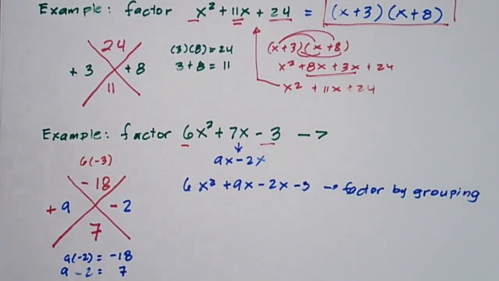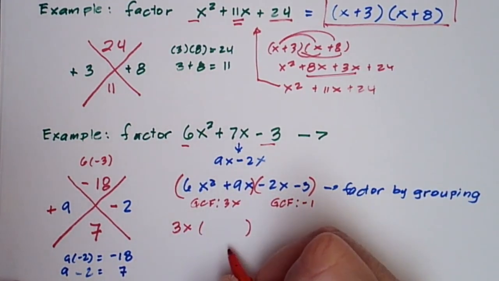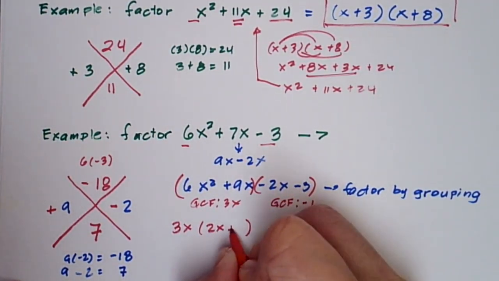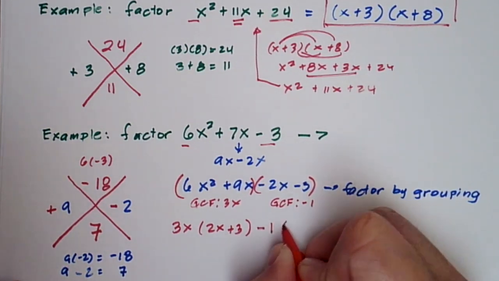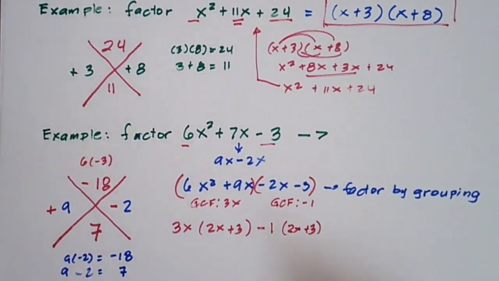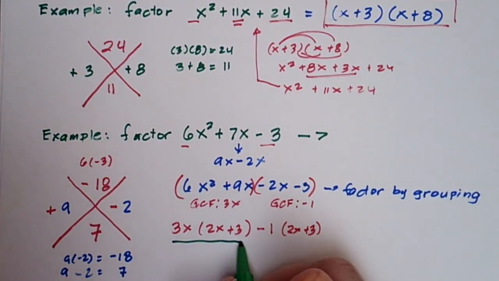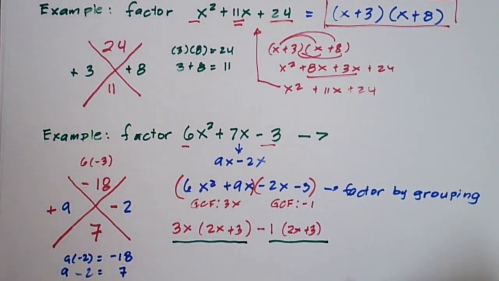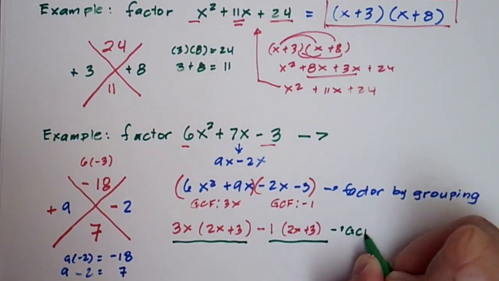so we can factor this by grouping. Factoring out the first group, we have a GCF of 3x, and for the second group, we have a GCF of negative 1. So the factored form of the first group is 3x outside and 2x plus 3 inside, and on the second group, we're going to factor out a negative 1, so we will be left with 2x plus 3.